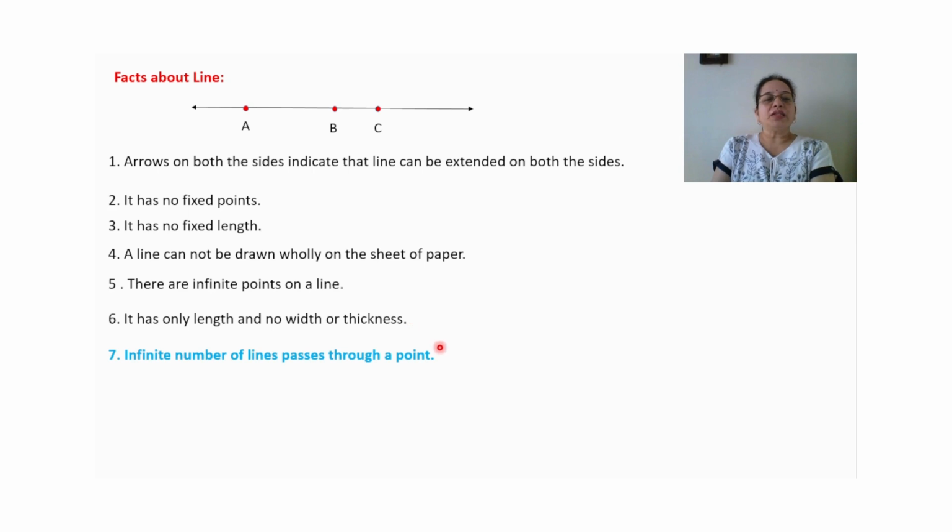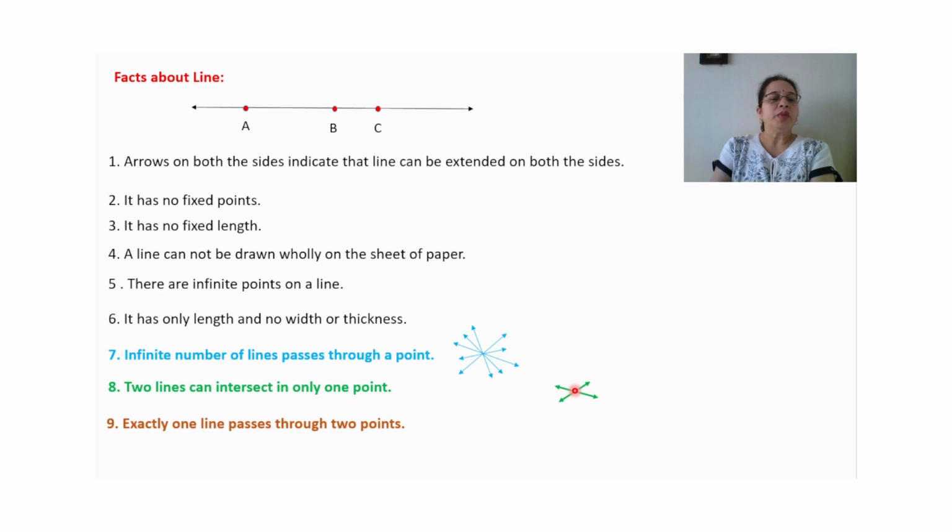Infinite number of lines pass through a point. If I give you this one point, from the given point we can draw infinite number of lines. Two lines can intersect in only one point. So if these two lines are there, you will get only one point of intersection. Exactly one line can pass through two given points. If 2 points are given, we can draw only one line through the 2 points.